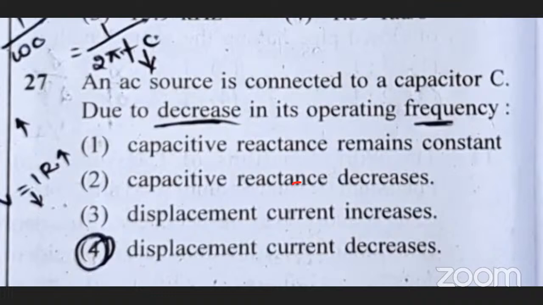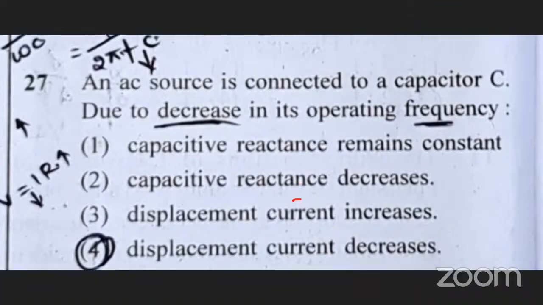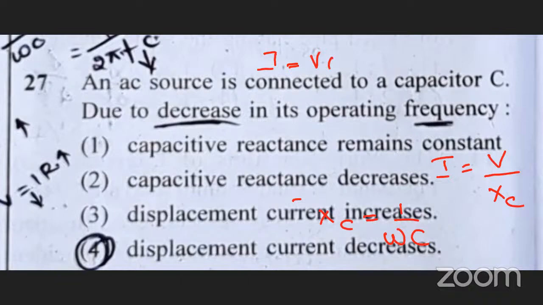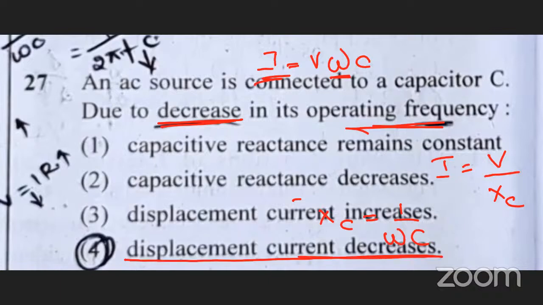Formula. I is equal to V by XC, capacitive reactance. XC is nothing but 1 by omega C. So applying this, we are getting I is equal to V into omega C. If the operating frequency decreases, then the I value also decreases, then the displacement current also decreases. So the right answer is option number 4.